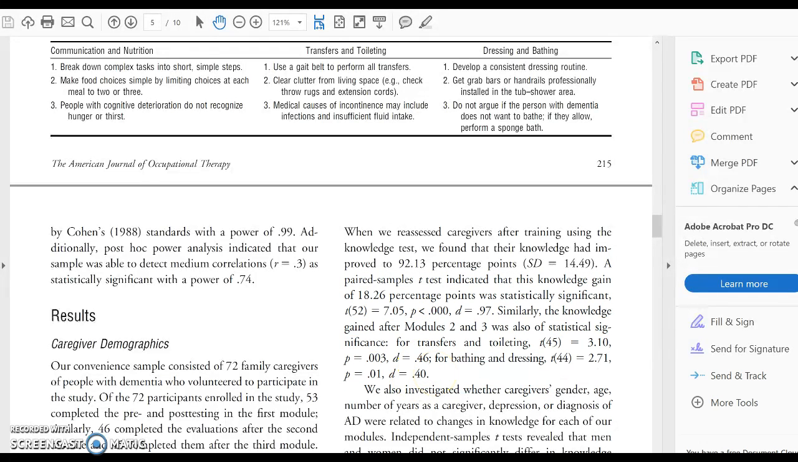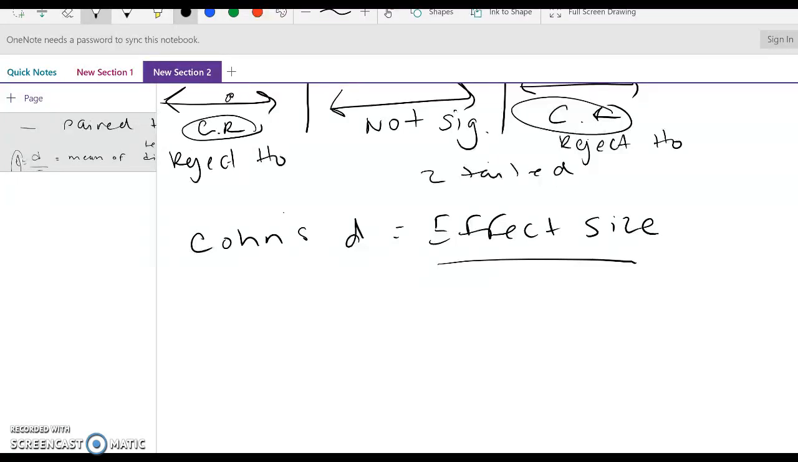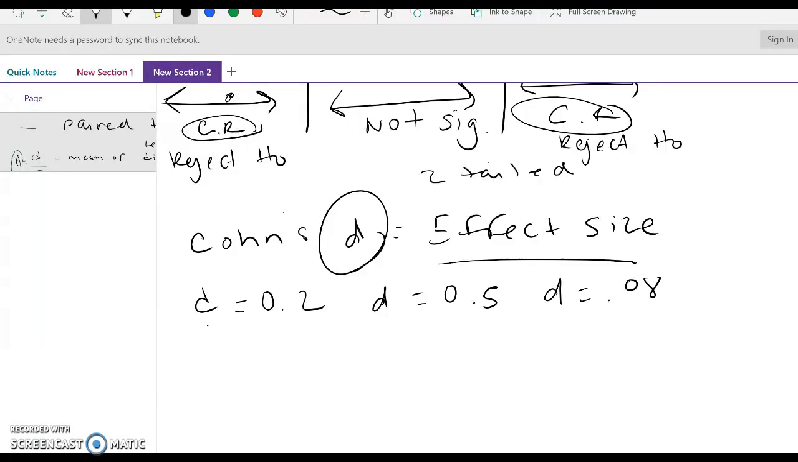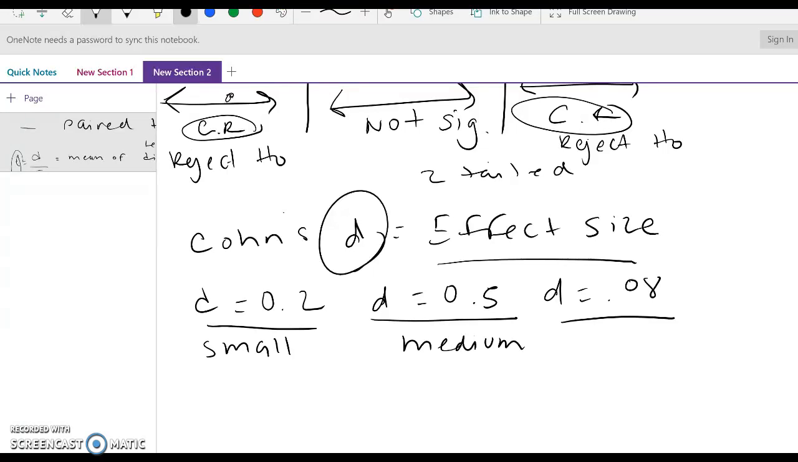Now, back to this 0.97. Let's do this. The effect size, again, based off this D, is interpreted in different ways. So sometimes you'll see D equals 0.2, D equals 0.5, or D equals 0.8. This is a small effect size. This is medium. This is large. So 0.2 is small, 0.5 is medium, and 0.8 is large.